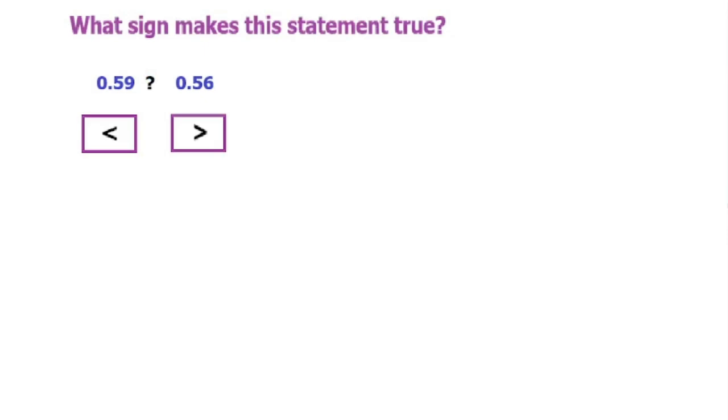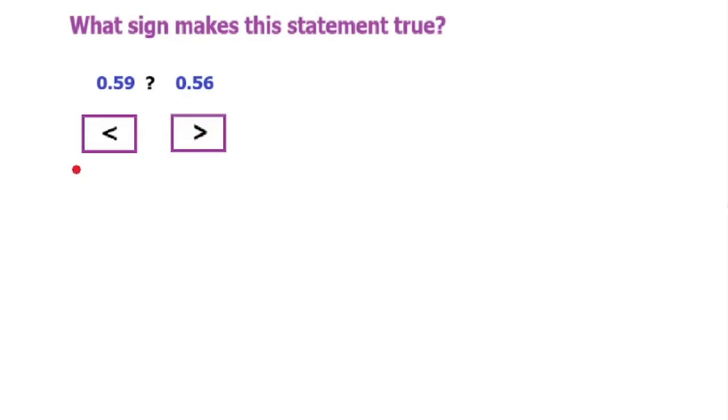In this video, we're going to compare different decimals and try to decide which one is greater or less than. So if we have a problem like this that says, what sign makes this statement true? And we have 0.59 question mark 0.56. And then we have these two signs. Okay, so this is the less than sign, and this is the greater than sign. So greater goes this way, less than goes that way.